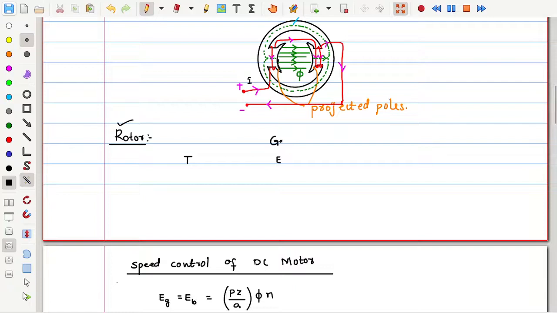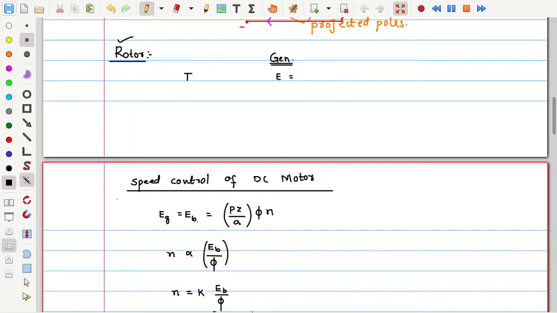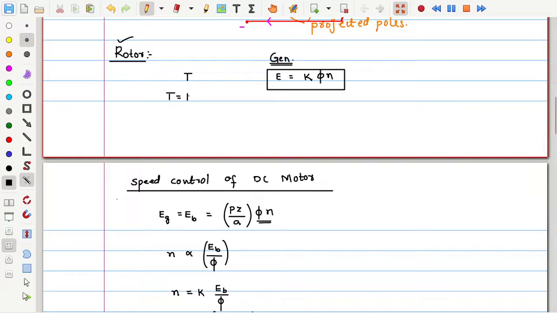we will get the induced EMF. As I already described here, E_G or E_B is equal to phi Z N P by A, or you can bring the constants to the left side and variables to the other side. Like this, you get K into the flux into the speed of the machine, where K is the constant, equal to P number of poles, Z number of conductors, divided by A number of parallel paths. This is the induced EMF in case of a generator. In the same way, we have an expression for the torque in case of a motor: constant K into phi into current.